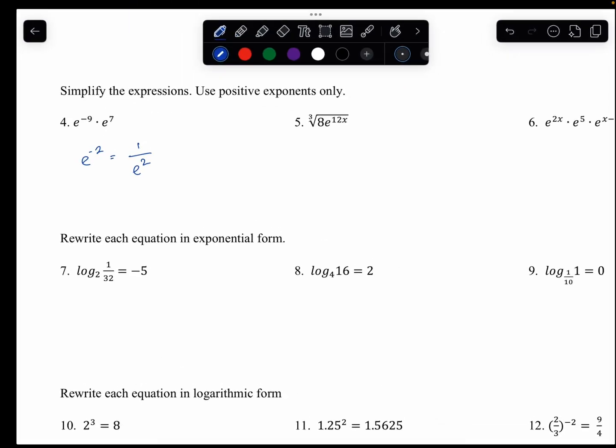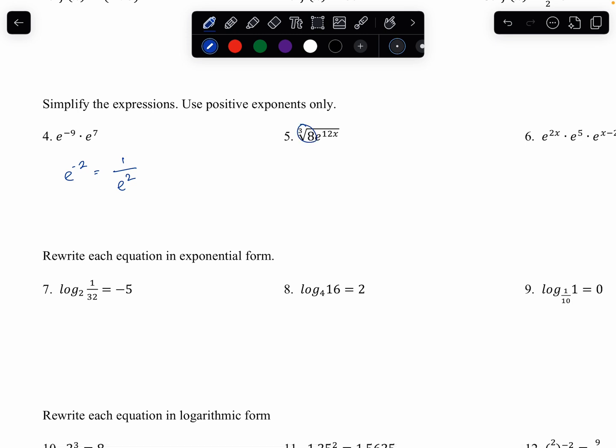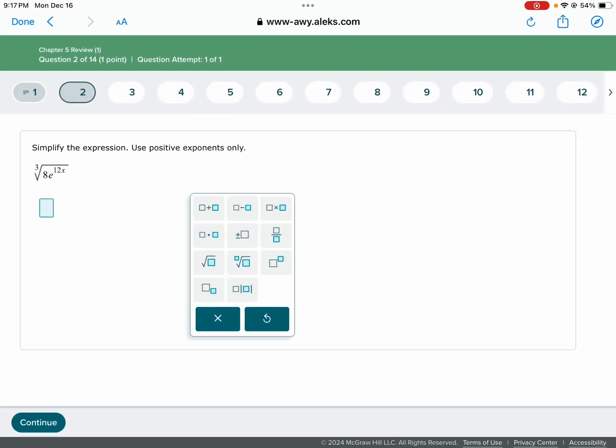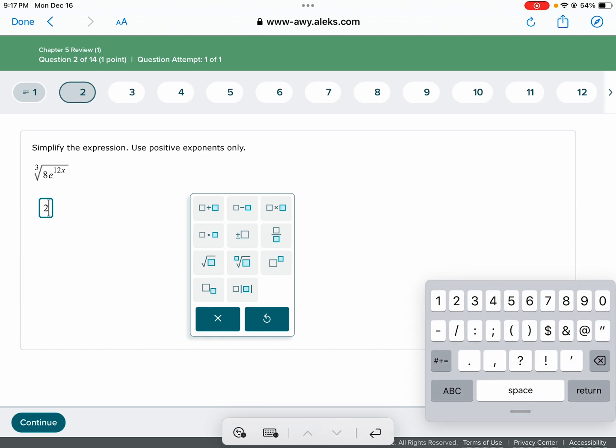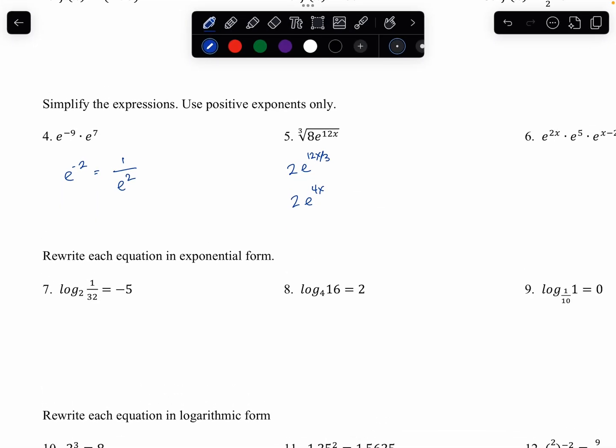Okay, for the next one here, I can evaluate the cube root of 8, which would be 2, and then I can change the exponent here to be 12x divided by 3, which would then be 2e to the 4x. And so that's what I would type in here. So I would type in 2, and then e, and then if we want, we can press the exponent button, and then that'd be 4x. So 2e to the 4x, is that what we said? Yeah, 2e to the 4x.